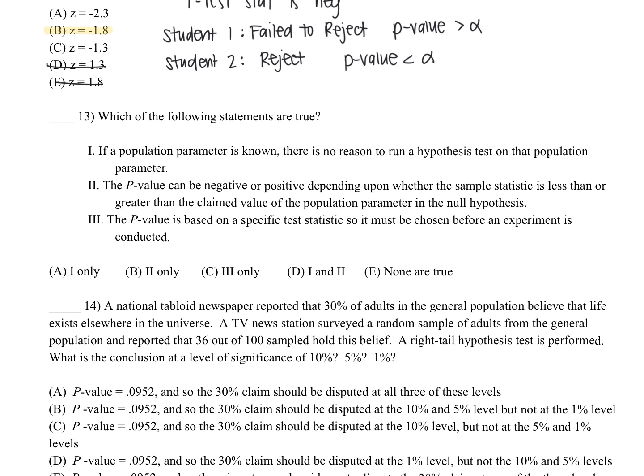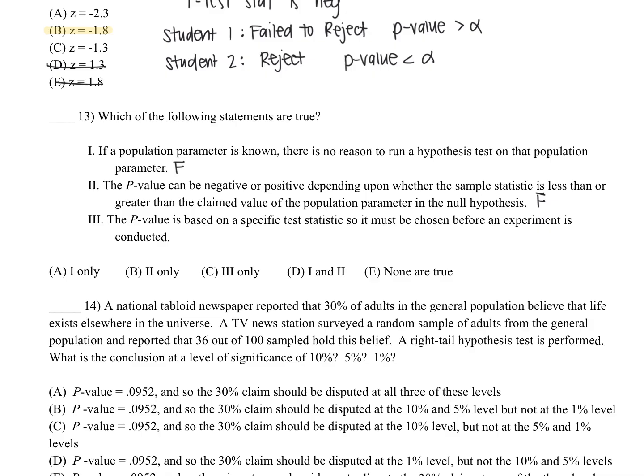Okay. Number 13, which of the following statements are true? If a population parameter is known, there is no reason to run a hypothesis test on that population parameter. That is false. You can still run a hypothesis test. The p-value can be negative or positive depending on whether the sample statistic is less than or greater than the claimed value of the population parameter in the null hypothesis. That is false. Your p-value is a probability. Probability can never be negative. Your test statistic can be positive or negative, but the p-value is always positive.